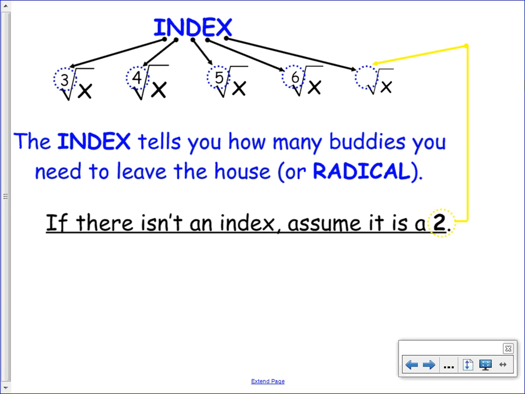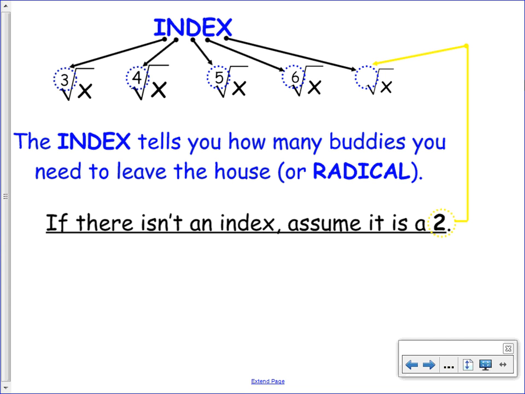of a root, right? So it's a little number in front of the root. If you see a little number in front, it's called the index. If there's no number in the front, like over here, the index is automatically 2 because it's a square root. So if there's no index, just assume it's a 2. It tells you how many buddies get to leave the house at once.